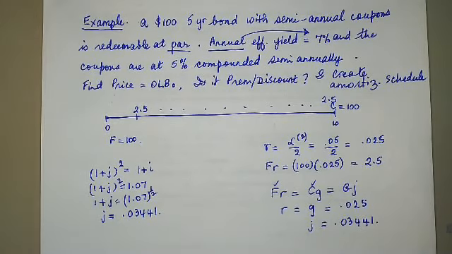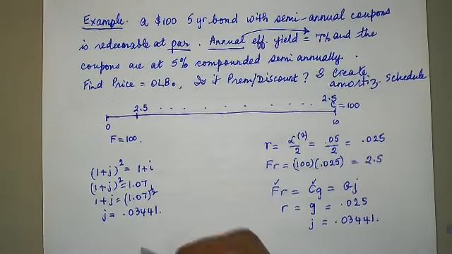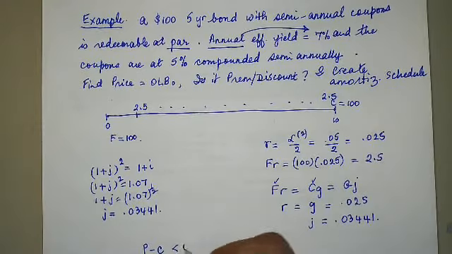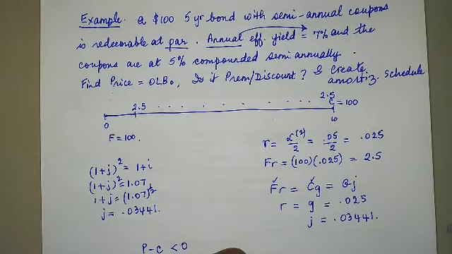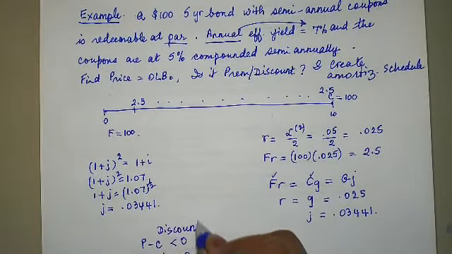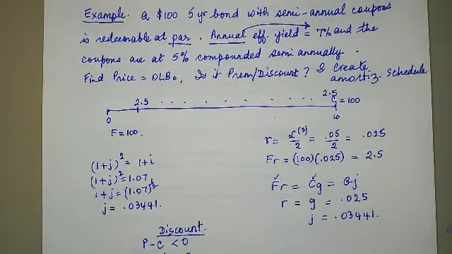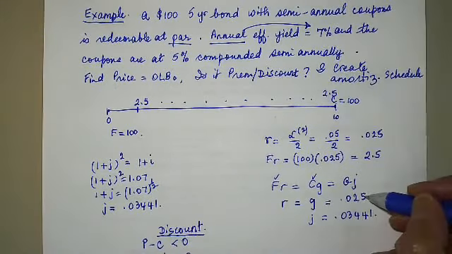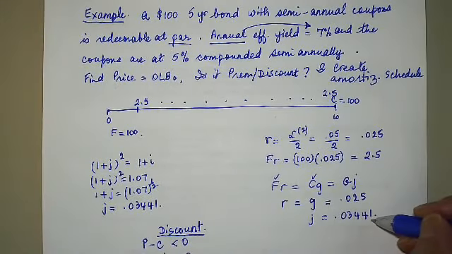So G is 0.025 and J is 0.03441. Right? Is it a premium or a discount bond? Engage with me, people. Premium? How do you know? And why? If it was discount, you said it would be negative, right?